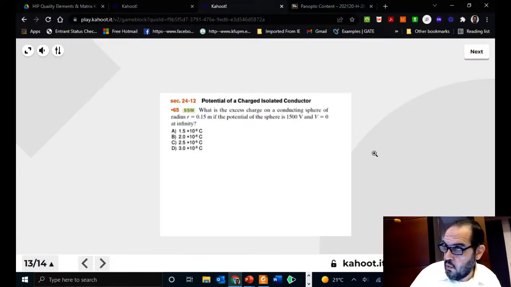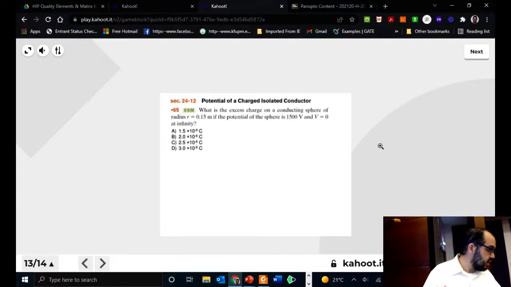So here, what is the excess charge on a conducting sphere of radius r 0.15 meters if the potential of the sphere is 15,000 volts and V is equal to 0 at infinity? Okay, so we are given a conducting sphere, radius 0.15 meters, and we know the potential at the surface. We want to determine what is the charge. 2 minutes.